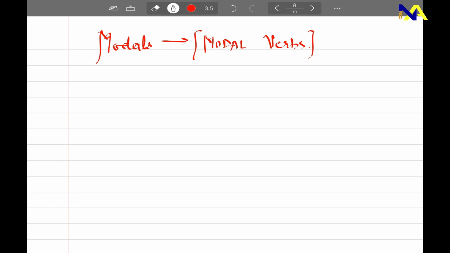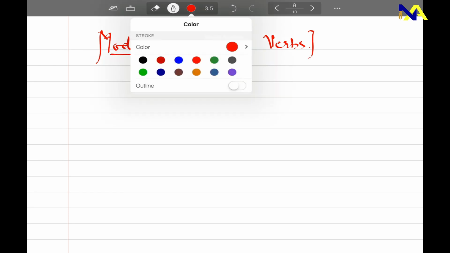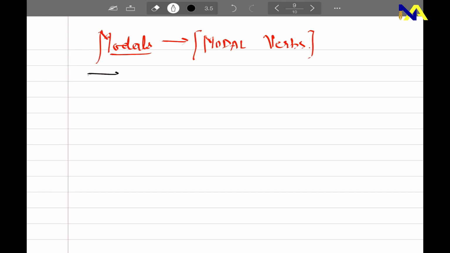Let's see what's there in that. First of all, what we need to understand is what do they do? What is the function that they perform? See, they express the mood or manner of the action.